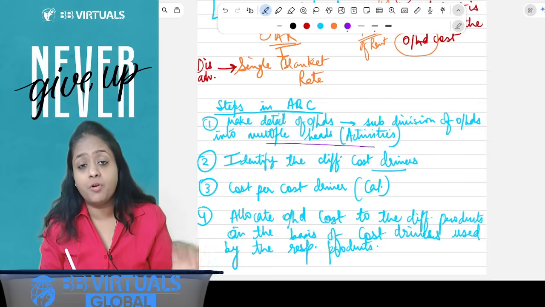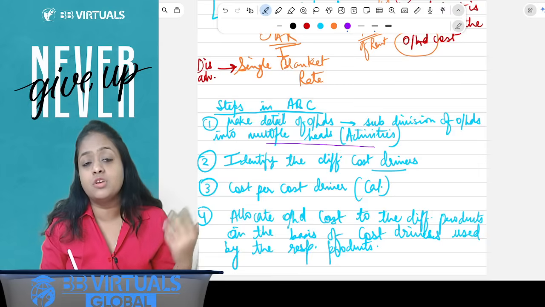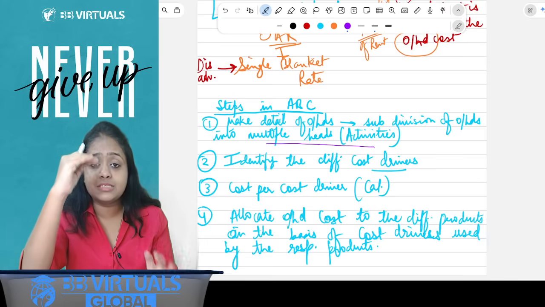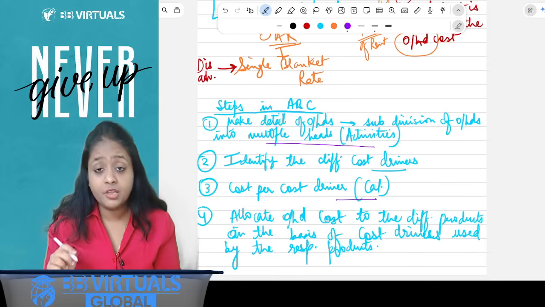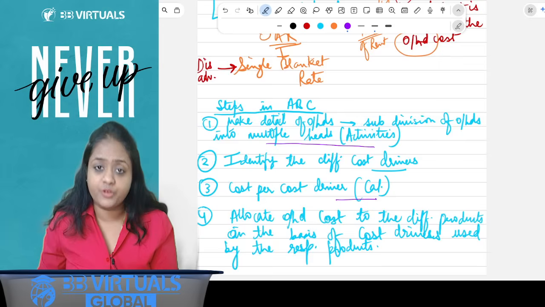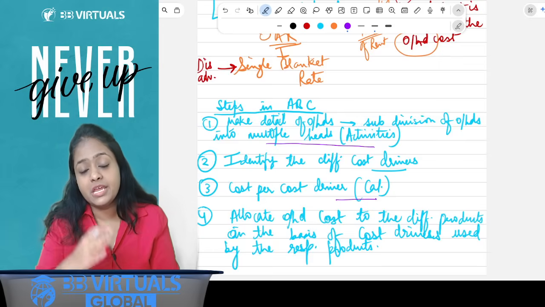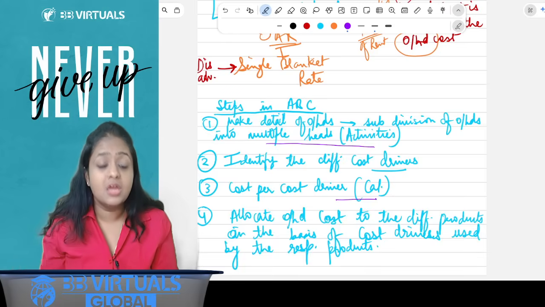For machine setup cost, number of setups can be the cost driver. And likewise, for the ordering cost, number of orders can be the cost driver. Then calculate for each of the subcategories of overheads the cost per cost driver. Finally, based on the cost drivers used by each of the different products, we apportion these overhead costs to each of these products based on the actual cost driver used.